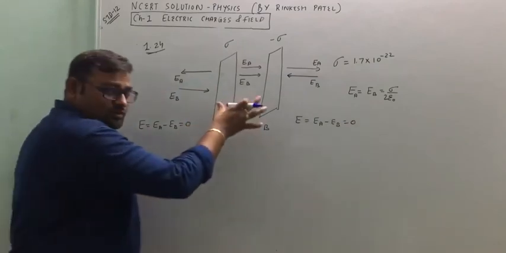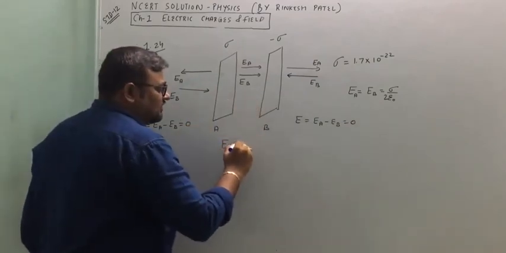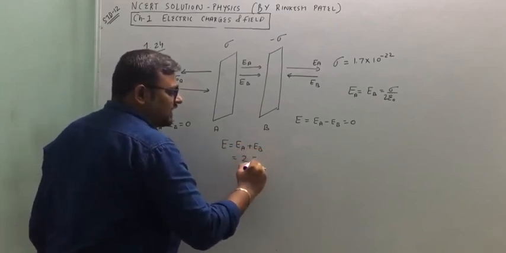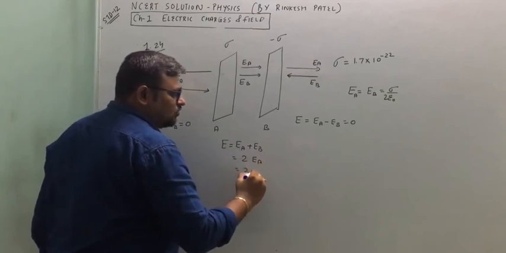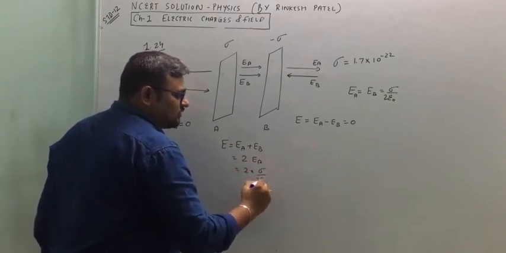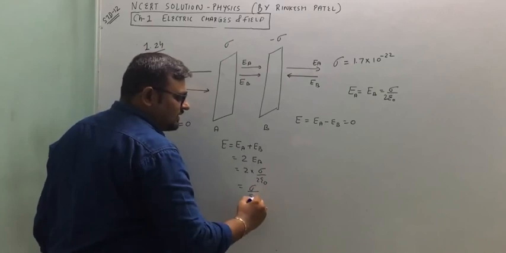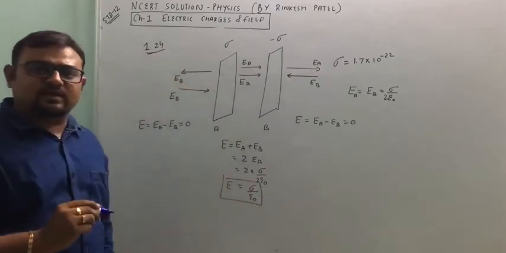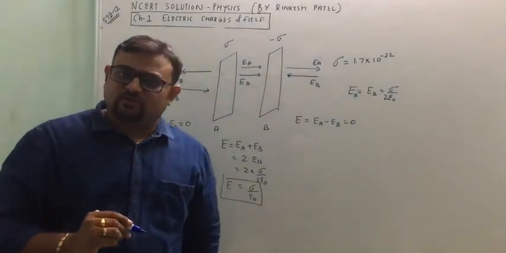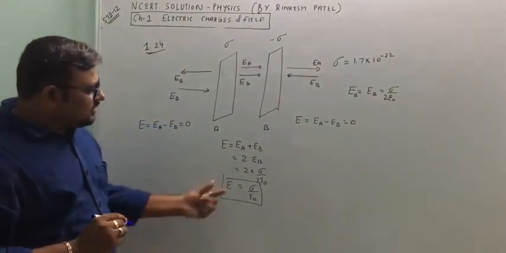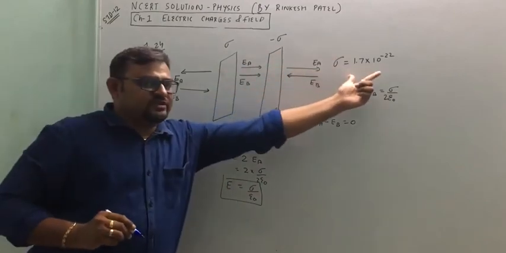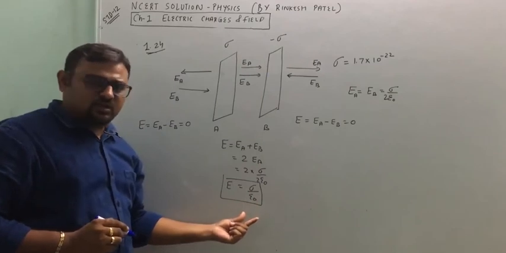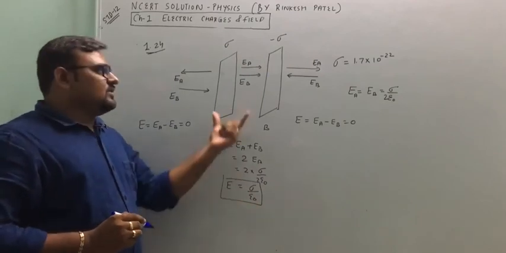When I take between the plates, the electric field will be equal to EA plus EB. This will be equal to 2 times EA, 2 into sigma by 2 epsilon 0, so this will be sigma by epsilon 0. So between the plates the electric field will be sigma by epsilon 0. Put the value of sigma, that is 1.7 into 10 raised to minus 22, and the value of epsilon 0, 8.85 into 10 raised to minus 12, you will get the value of the electric field between the two plates.